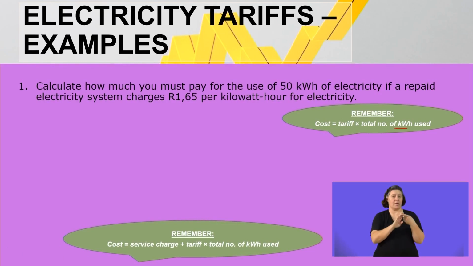So I'm saying here, number one, calculate how much you must pay for the use of 50 kilowatt hours of electricity if a prepaid electricity system charges 165 cents per kilowatt hour. So here I'm going to say cost equals, in this case, 165 cents. How many kilowatt hours did we use? 50. I'm going to multiply by the 50 kilowatt hours. So 165 cents, multiplied by 50. So in this case, for 50 kilowatt hours, you will have to pay 82 rand and 50 cents.